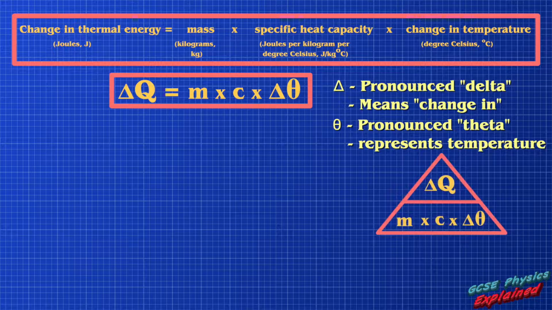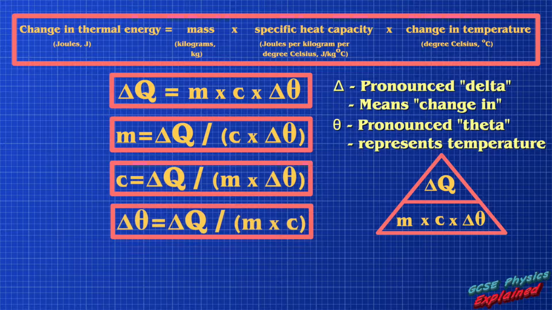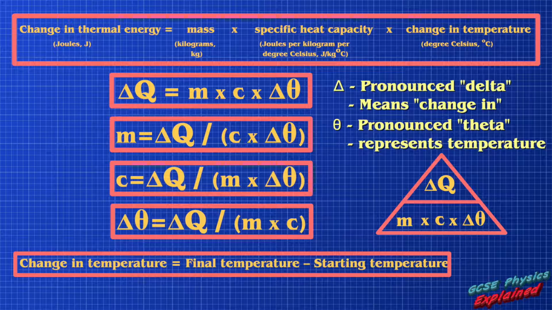I've rearranged the equation to show you how to work out the mass, the specific heat capacity, and the change in temperature as well. Plus, I've put the equation for change in temperature up there as well, because that's useful for some of the questions you could get asked. If you're making notes, make sure you pop them in your book.